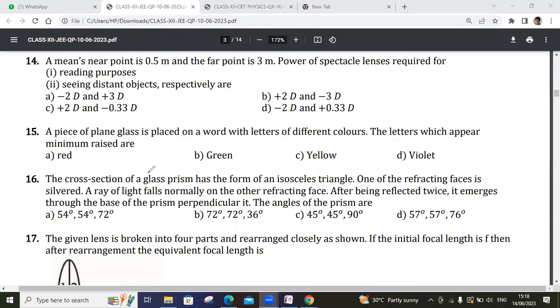How to solve the 16th problem. A cross section of a glass prism has the form of an isosceles triangle. One of the refracting surfaces is silvered. Okay, this is an isosceles triangle, and one of the refracting surfaces is silvered. You can take this as silvered. A ray of light falls normally on the other refracting surface. So here it falls normally. Then, after being reflected twice, it emerges through the base of the prism perpendicular to it. The angles of the prism are... So here the angles of the prism are all the three angles of the triangle. So it is falling normally, then the reflection is happening two times, and then it is emerging from the base. So how to solve this?